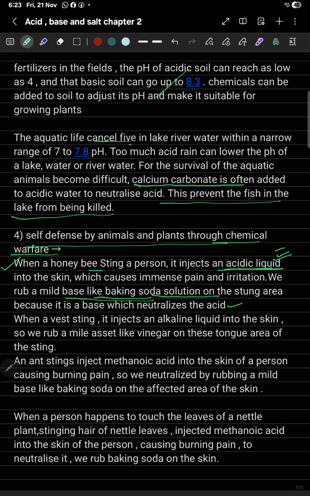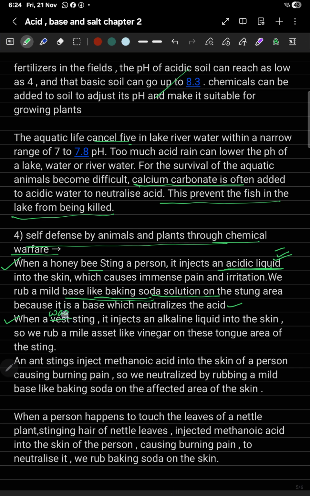A number of questions can be asked from this section, MCQs also. When a honeybee stings, what kind of substance does it release, and with the help of which substance can we control it? So learn properly. Now the second point is the wasp sting.